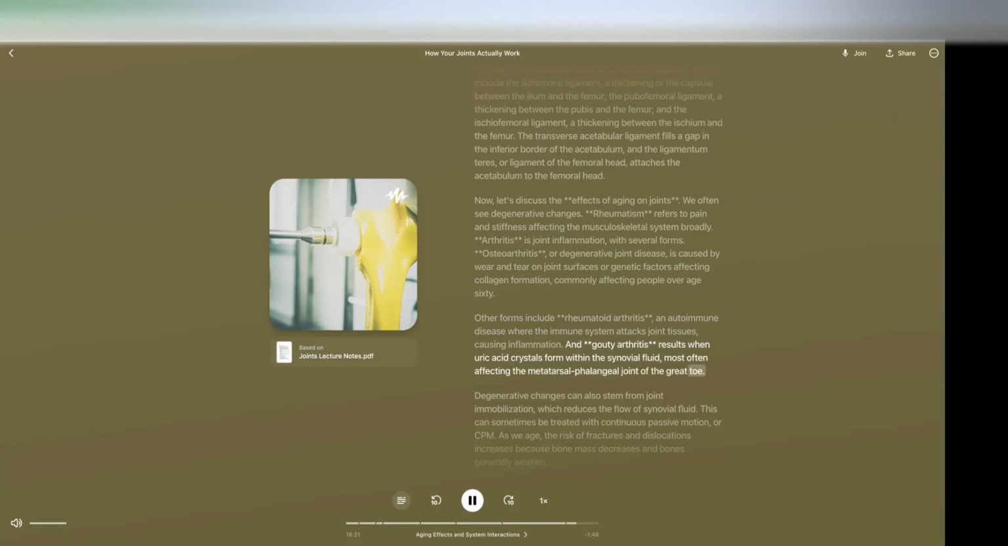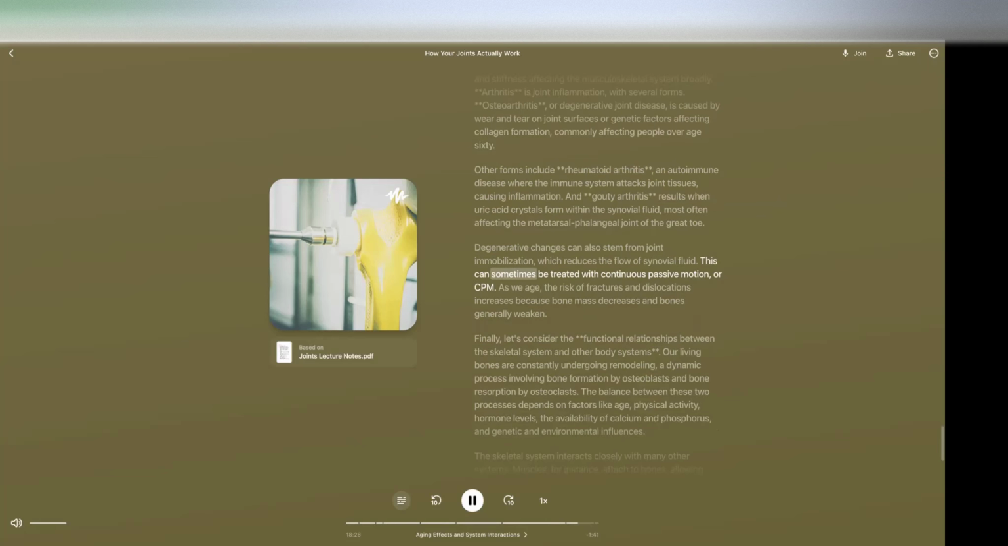of the great toe. Degenerative changes can also stem from joint immobilization, which reduces the flow of synovial fluid. This can sometimes be treated with continuous passive motion, or CPM. As we age, the risk of fractures and dislocations increases because bone mass decreases and bones generally weaken.